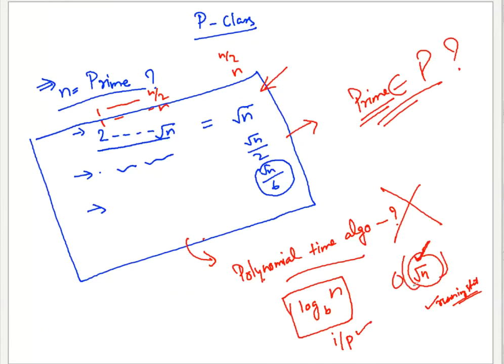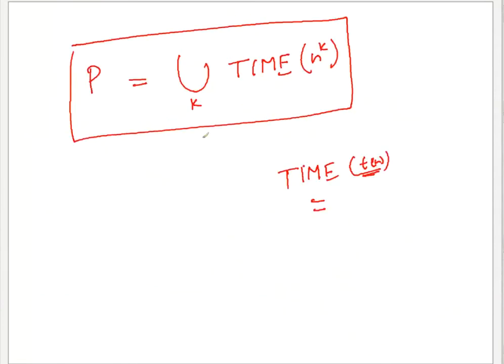Your running time is order of root n. Good. It's a polynomial in n. But it's not polynomial in the input size. What is your input size? It is log n base b. So when your input size, let's say n dash, is actually log n base b, and your final running time is order of root n, which is order of n power half, when you try to represent this in terms of n dash, what are you going to write?